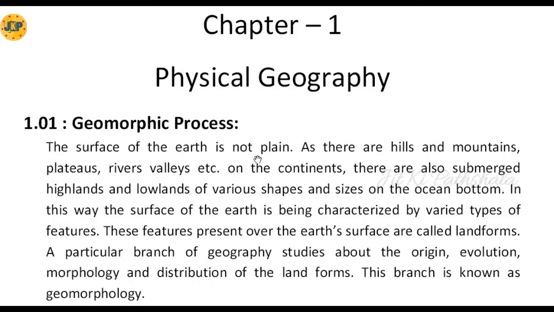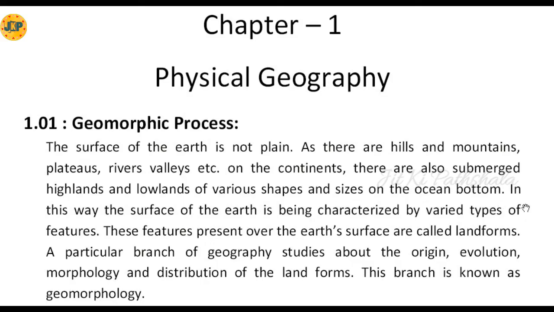The surface of the earth is not plane. As we know, because of the presence of different kinds of landforms on the earth's surface, the earth surface is not a plane, it is very irregular. As there are hills and mountains, plateaus, river valleys, etc. on the continents, there are also submerged highlands and lowlands of various shapes and sizes on the ocean bottom.